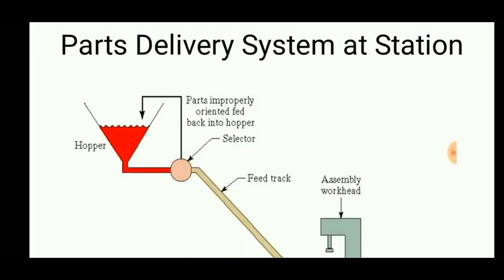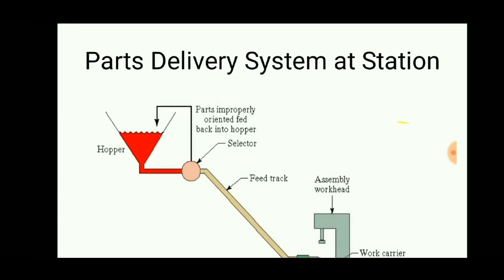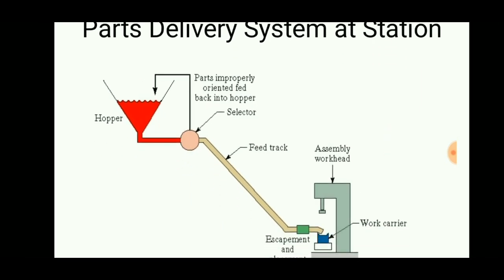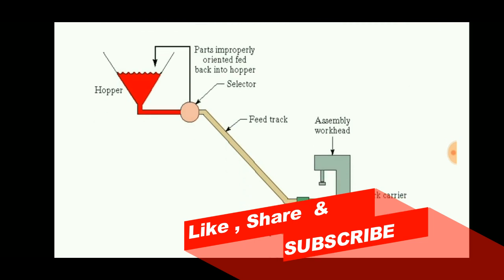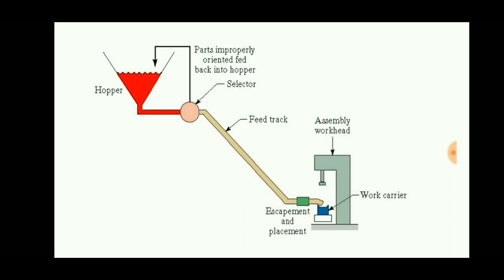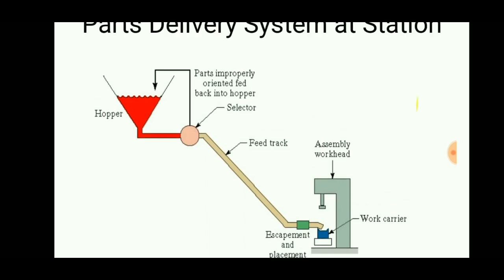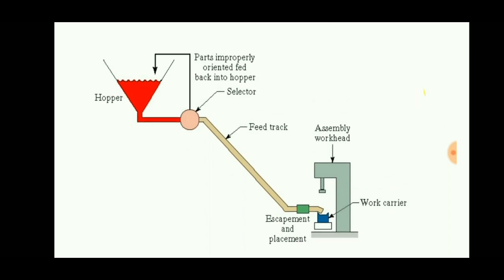Today we are going to discuss the part delivery system in a station. There are 5 major components in this part delivery system. They are hopper, part feeder, feed track, assembly workhead, and escapement and placement. These are all the important parts or devices that make the part delivery system an effective way.